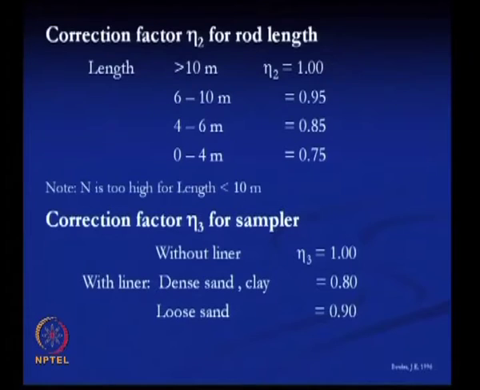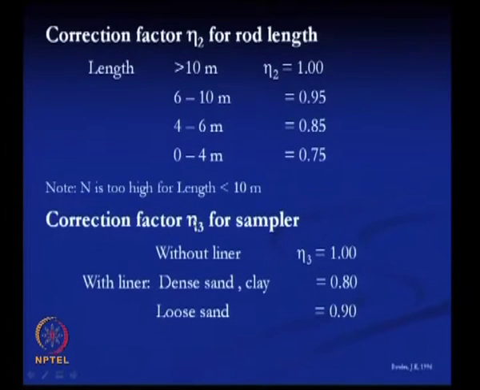Now, the second correction factor is the correction due to rod length. If the rod length is greater than 10 meter, then this correction factor is 1. If it is between 6 to 10 meter, the correction factor is 0.95. If it is within 4 to 6 meter, the correction factor is 0.85. If it is 0 to 4 meter, then the correction factor is 0.75. Now, if you use a rod length of less than 10 meter, then the N value is too high.